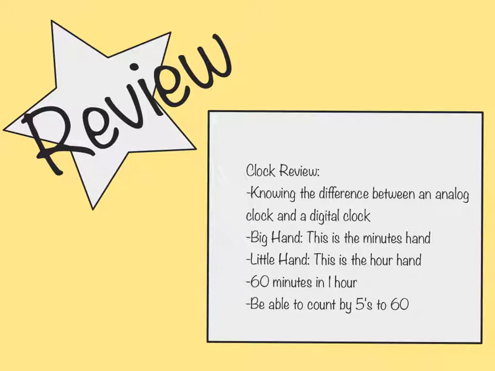Let's do some review. The first thing we are going to review is the difference between analog and digital clocks. Analog clocks are the ones with the hour and minute hands, and digital clocks are the ones without the hands. Looking at analog clocks, the big hand is the minute hand, while the little hand is the hour hand. There are also 60 minutes in 1 hour, and you need to be able to count by 5 to 60.